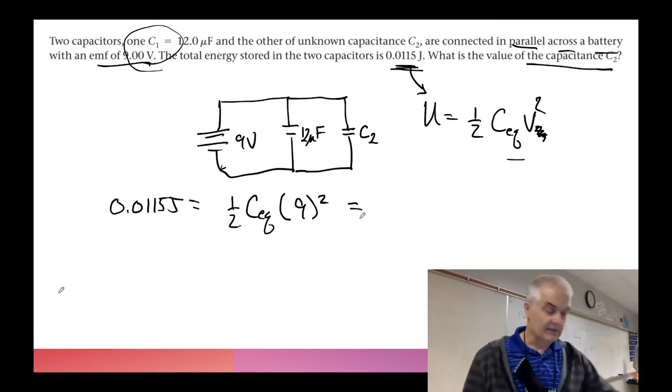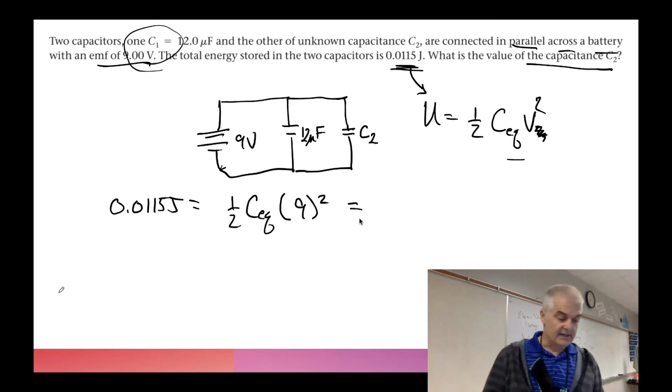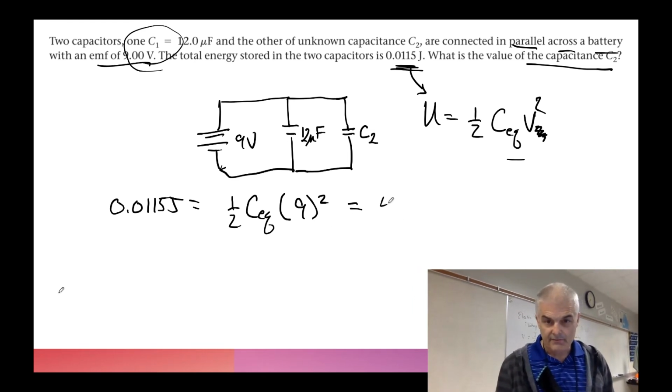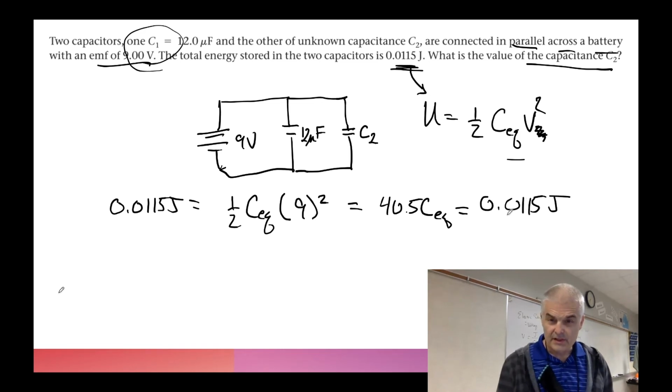So I get my calculator out. 9 squared is 81. So 81 divided by 2 is 40.5. So this is 40.5 times C_EQ equals 0.015 joules. I'll divide both sides by 40.5.